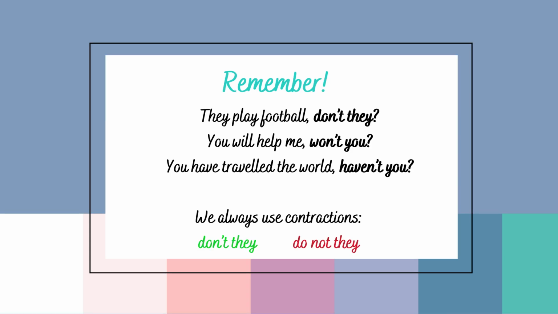Have you realized that in all these question tags we have used contractions? For example, we have said don't they and not do not they. In question tags, we only use the contractions. For example, they play football, don't they? It's incorrect to say they play football, do not they. That's wrong. You will help me, won't you? Not will not you. And you have travelled the world, haven't you? And not have not you.